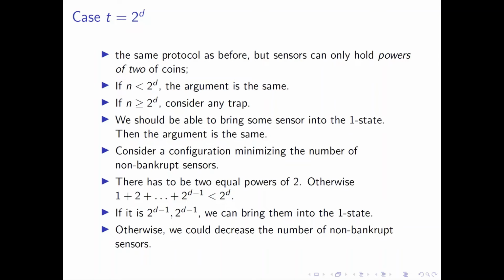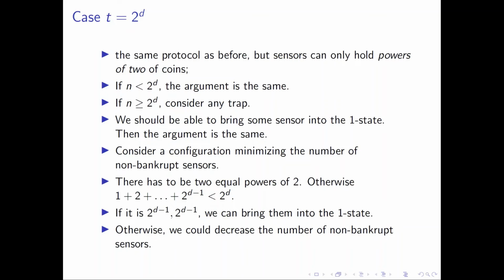We consider some configuration of our trap, and then a configuration which is reachable from it and minimizes the number of non-bankrupt sensors. A sensor is bankrupt if it has just 0 coins, and others are non-bankrupt. The claim is that there have to be 2 equal powers of 2 in this minimal reachable configuration, because otherwise we can have at most 1 plus 2 plus 4 and up to 2^(d-1) coins, which is less than 2^d, and initially we have at least 2^d coins.